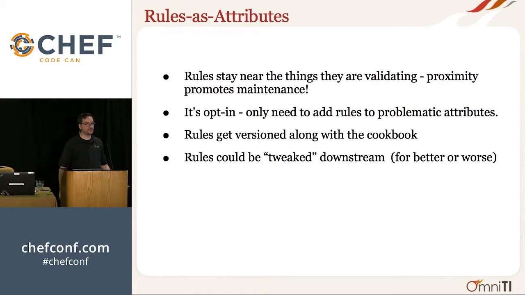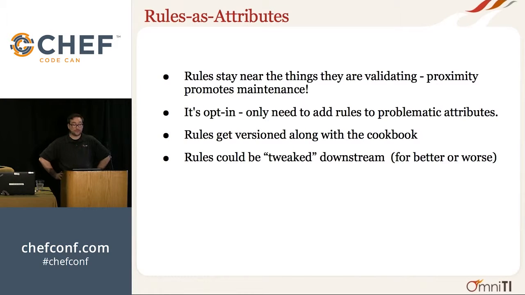It is opt-in. If you've got a cookbook that defines 90 attributes and 2 of them are problematic, define 2 sets of rules. You don't have to define 90. So that's good. I've had some people say, oh my God, I got to define all these things. I'm like, no, you don't. Do what is important to you. Add value where it is needed.